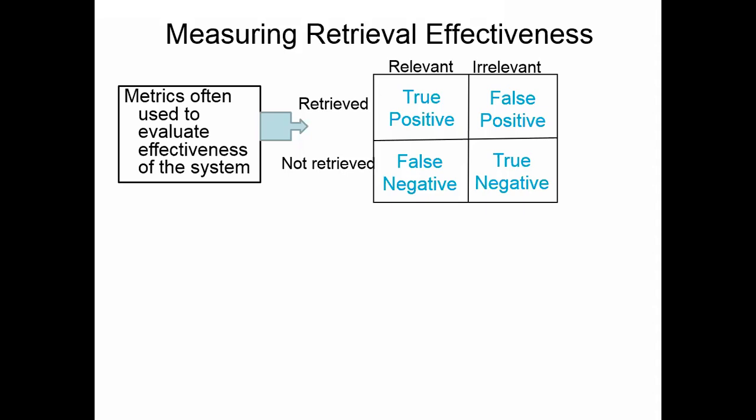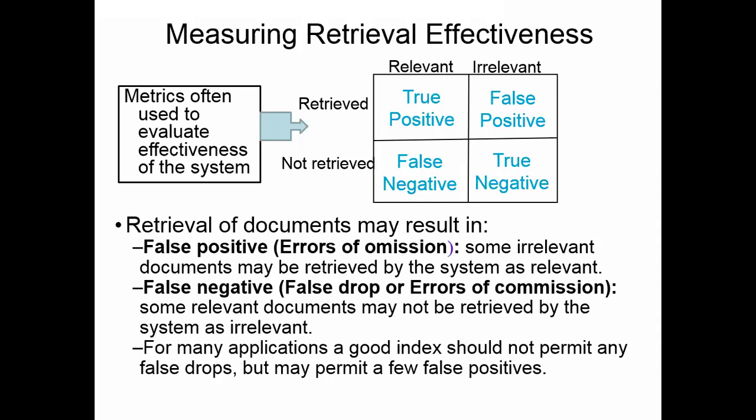False positive means the document is actually irrelevant, but the system retrieved it as relevant. False negative means the document is actually relevant, but the system didn't retrieve it by assuming that the document is irrelevant. So the major thing is, how can we reduce false positives and false negatives, and maximize true positives and true negatives? Our major aim is maximizing true positives, true negatives, and minimizing false positives and false negatives.